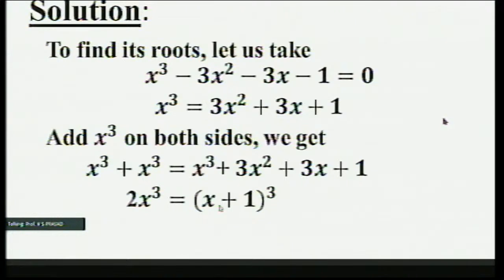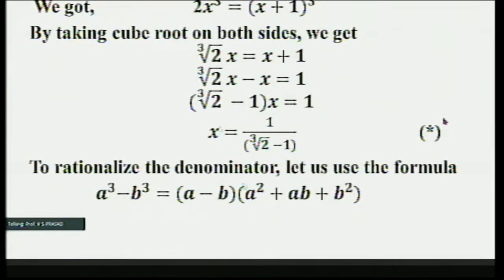Because if we apply the a plus b whole cube formula, a plus b whole cube is a cube plus 3a square b plus 3ab square plus b cube. Here a is equal to x and b is equal to 1. If you substitute those values, we can simplify the right hand term very easily, as x cube plus 3x square plus 3x plus 1 can be expressed as x plus 1 whole cube. This is the first thing we have to do.